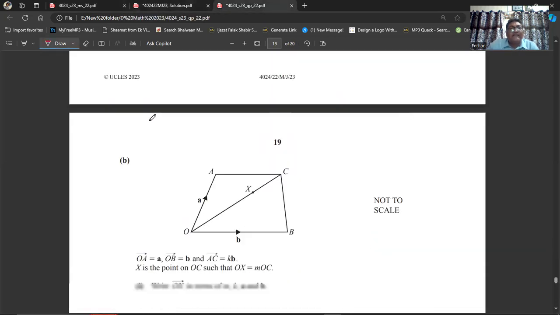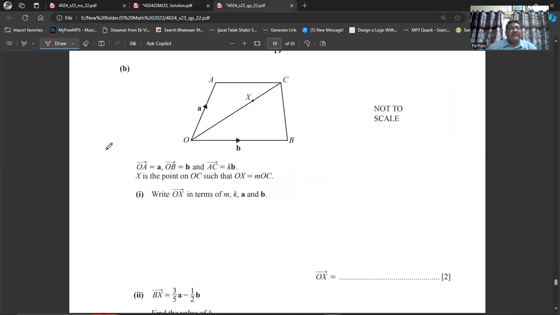Okay, so now we have question number 10, it's part B. Here we have OA equal to small a, OB equal to small b, and AC is k times b. X is a point on OC such that OX equals m times OC. Write OX in terms of m, k, a, and b.